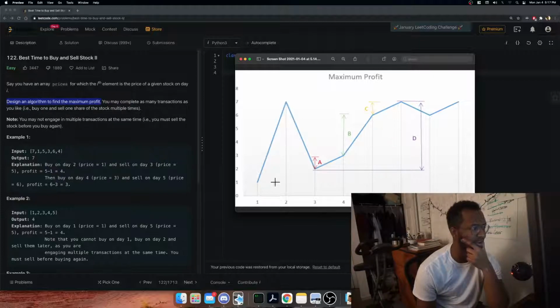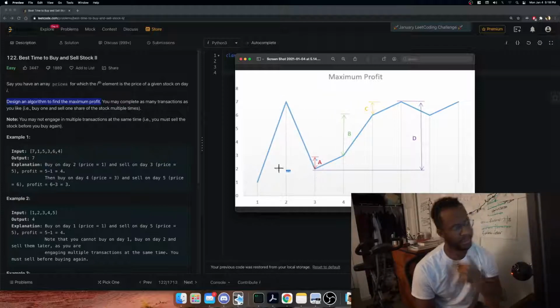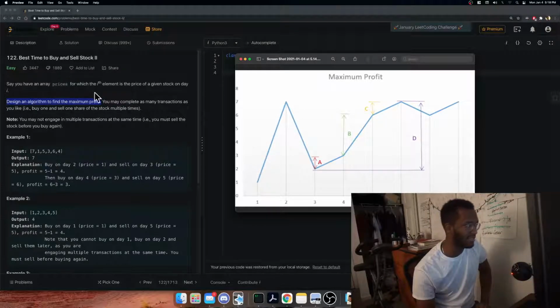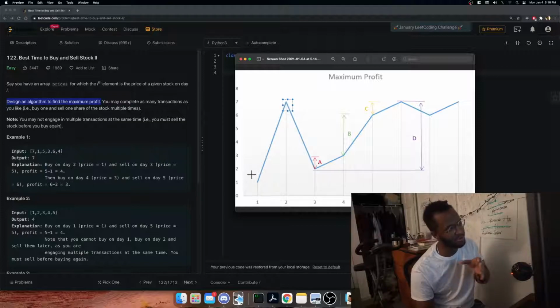So if we define profit as going from a low point to a high point, whereas losing would be going from a high point to a low point, and the problem says to find the maximum profit, what we can do is just sum up the differences of all the points that go from a low point to a high point, the high point minus the low point.